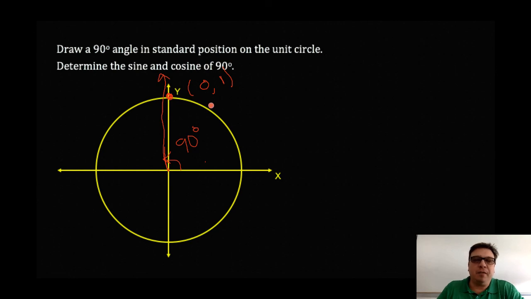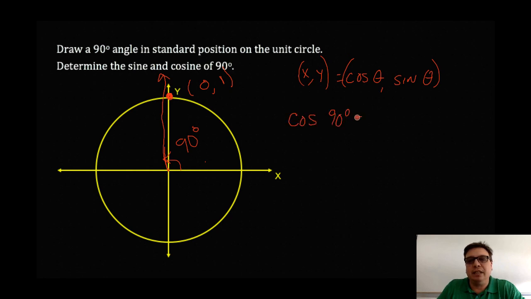Well, that first value, remember, every single point, x and y, is cosine theta, sine theta. So if I'm at 90 degrees, and not where my line is drawn, if I'm at 90 degrees, then that means cosine of 90 degrees is equal to 0. And that means the sine of 90 degrees is equal to 1.